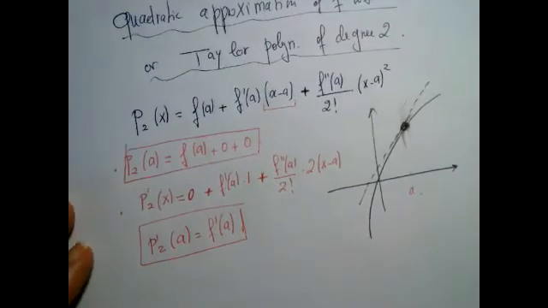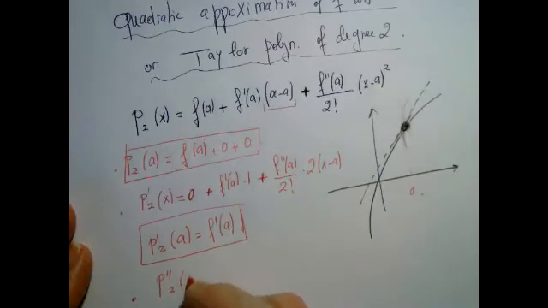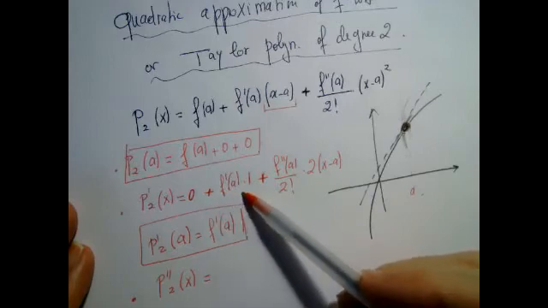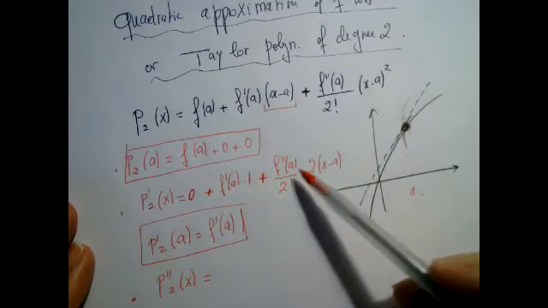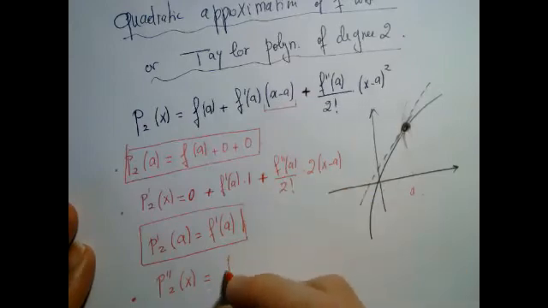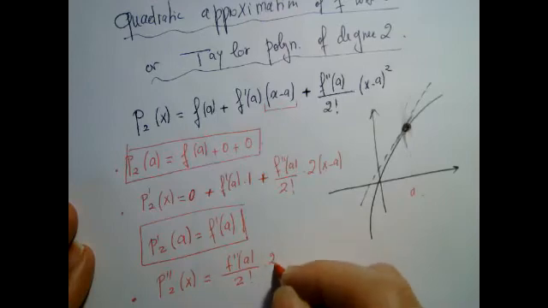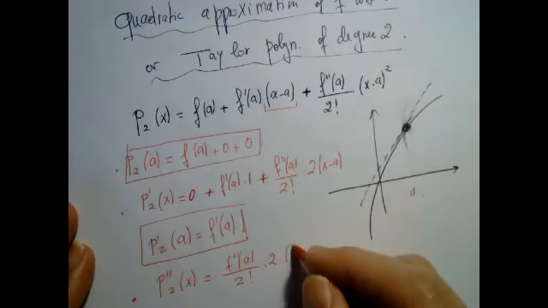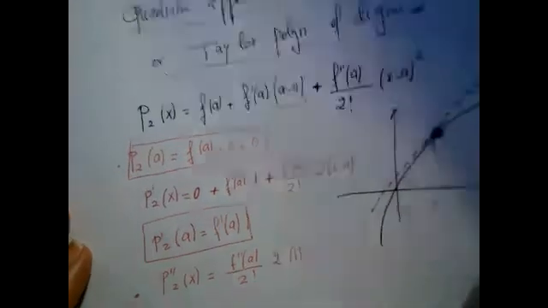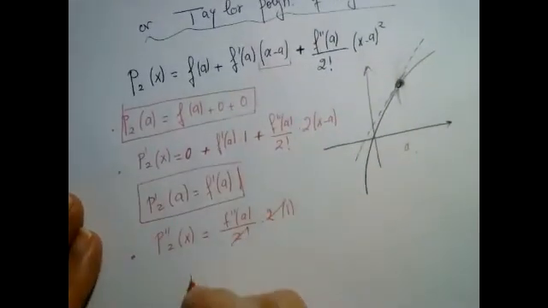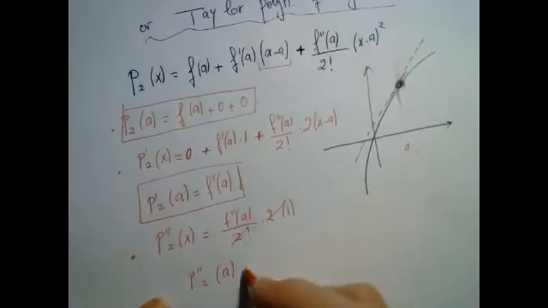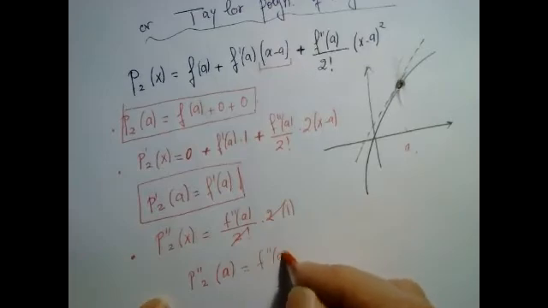Now, the last piece: what's the second derivative of this polynomial at x? The second derivative, that's 0. That's a 0. F double prime of A is a constant times 2. The derivative of x minus A is 1. So I simplify those. It means the second derivative of the polynomial is constant. It's equal to the second derivative of f at A.